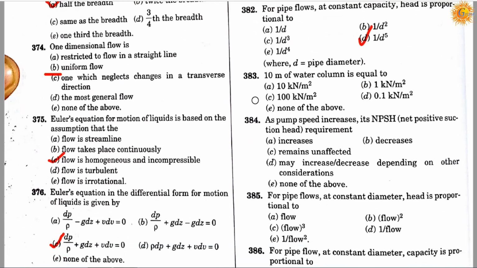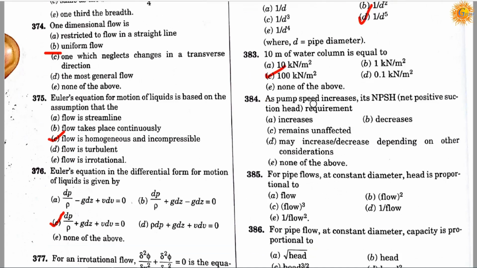Question number 383. 10 meter of water column is equal to: option A, 10 kilonewton per meter square; option B, 1 kilonewton per meter square; option C, 100 kilonewton per meter square; option D, 0.1 kilonewton per meter square; option E, none of the above. The correct answer is C. It will be equal to 100 kilonewton per meter square.